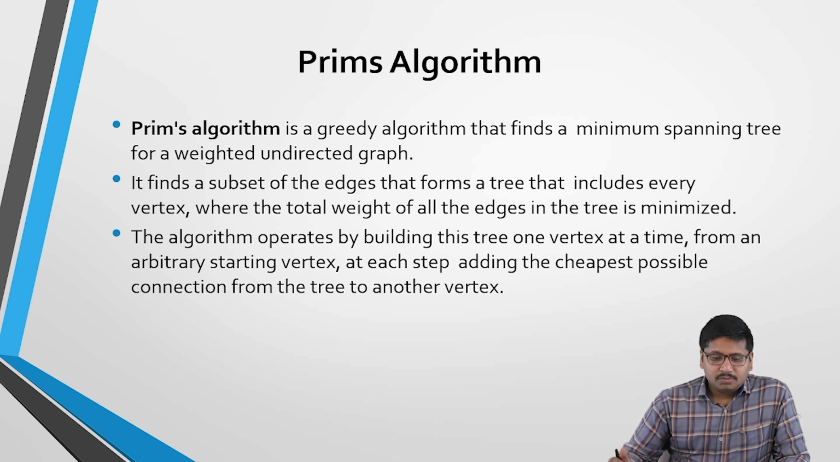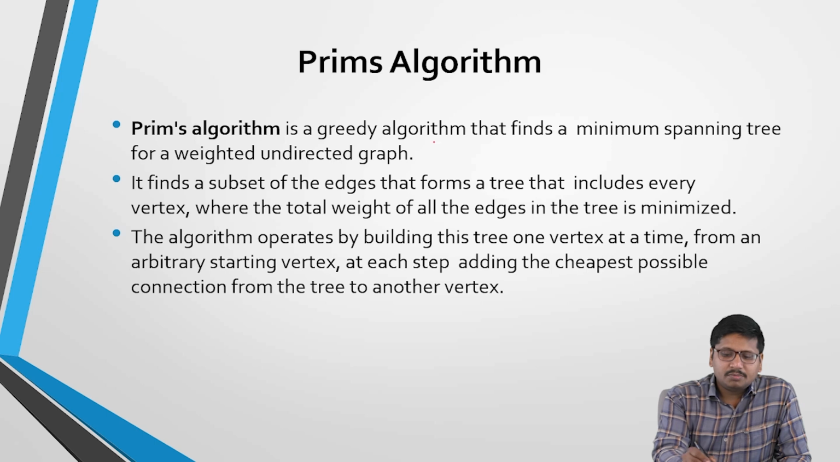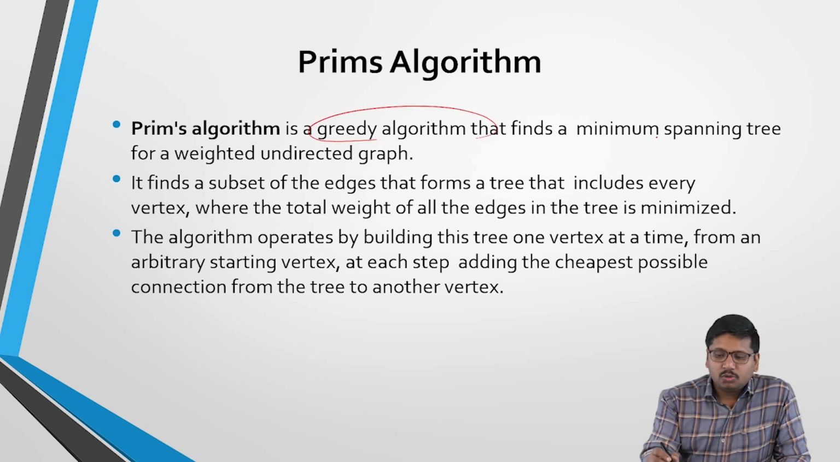The algorithm operates by building this tree one vertex at a time from an arbitrary starting vertex, and at each step you add the cheapest possible connection from the tree to another vertex. So Prim's algorithm is a greedy algorithm that finds the minimum spanning tree for a weighted undirected graph, and it finds a subset of the edges that forms the tree, which includes every vertex, where the total weight of all the edges of the tree is minimized.